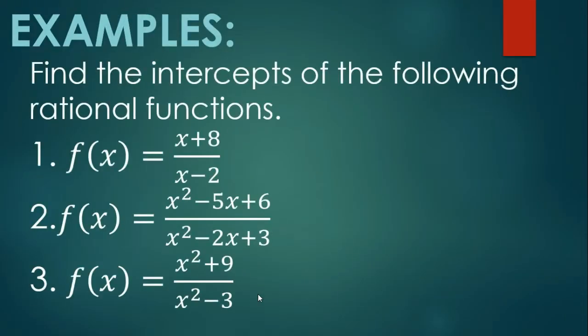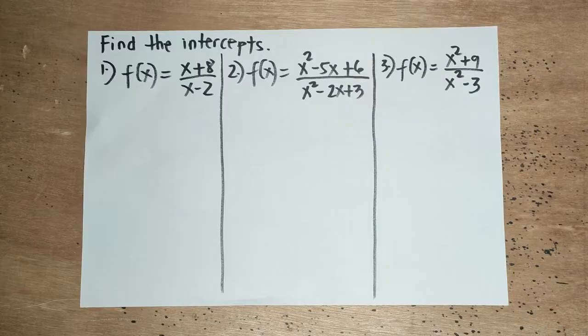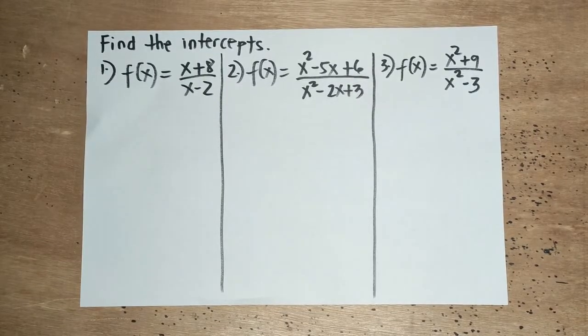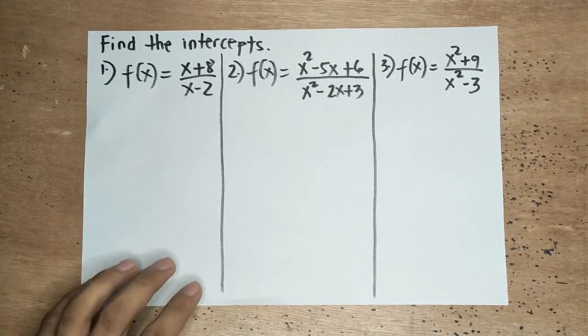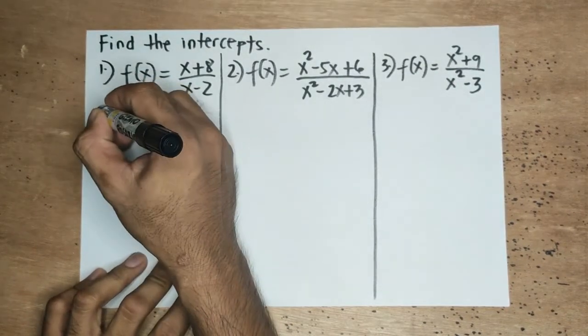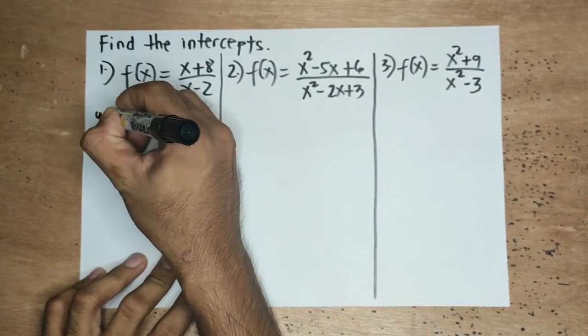Examples, find the intercepts of the following rational functions. For the solution, watch this video. In this example, we try to find the x and y intercepts of the following functions. So the first one, f of x is equal to x plus 8 all over x minus 2. So let's try to identify first the y-intercept.